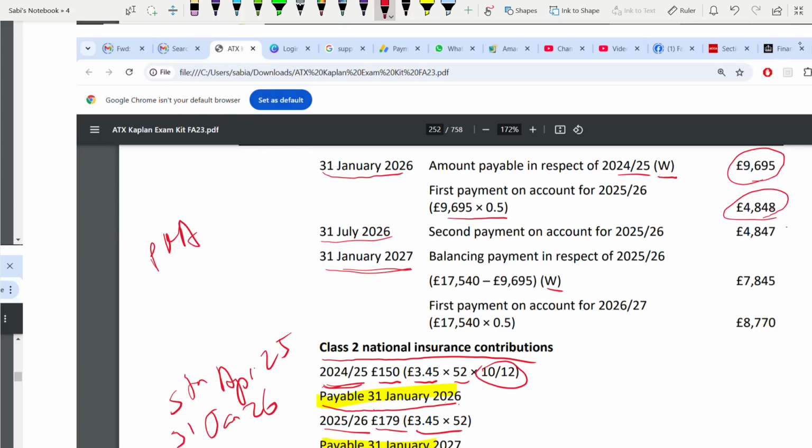You see, if this is 8, you can't keep it 8 here because if you add this 2, it has to be 9695. Round up figure. Okay. So it is 7 to make it 9695. Doesn't matter. So first and second. Now coming to this one. Balancing payment. The last one is known as balancing payment.